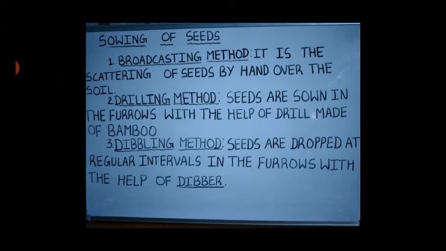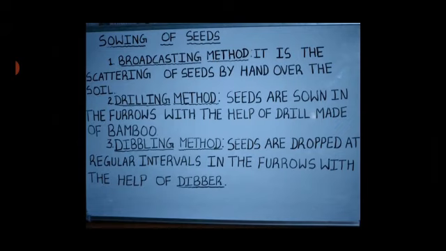Now, sowing of seeds. The following methods of rice cultivation are practiced in India. Number one, broadcasting method or scattering. It is the scattering of the seeds by hand over the soil. That means they sow the seeds by sprinkling them all over the field by hand. This method is generally used to sow inferior quality seeds, and therefore the yield is low.